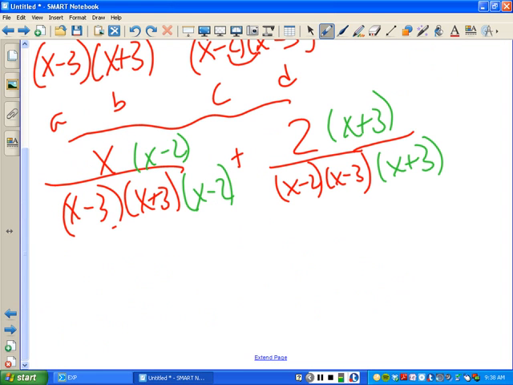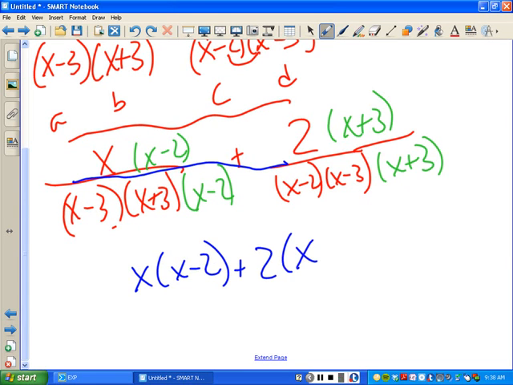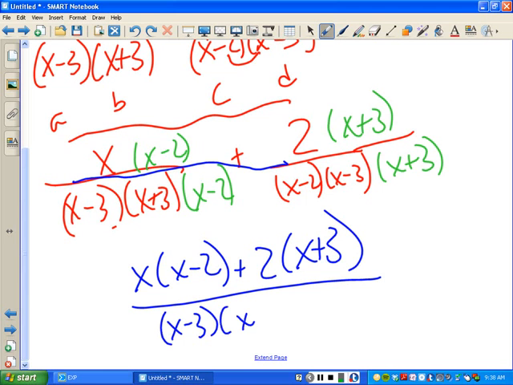Now, here's where the biggest mistake is made. The biggest mistake people make is not learning to take this and extend it and make this one big fraction. Before you do anything, extend it, make it one big fraction. Make it look like this. x minus 2 plus 2, x plus 3, all over x minus 3, x plus 3, x minus 2.